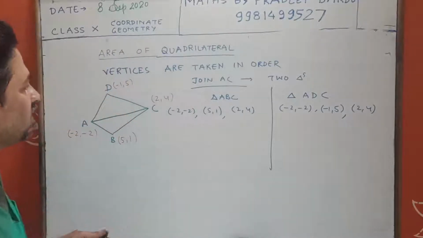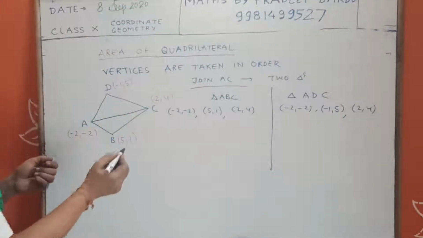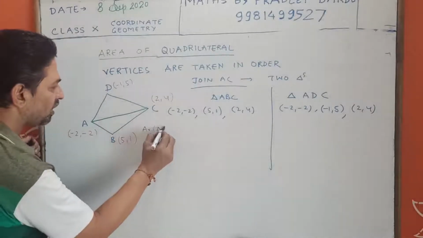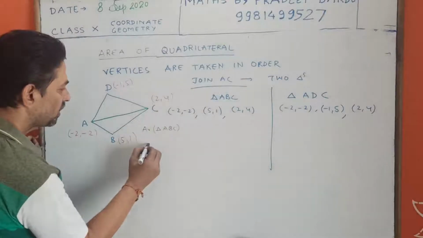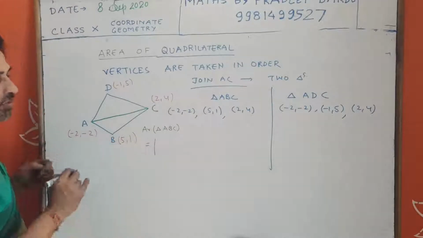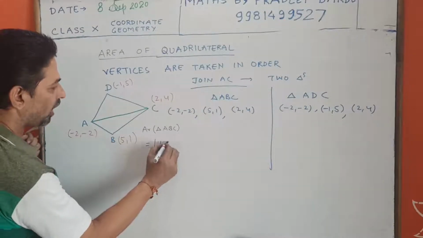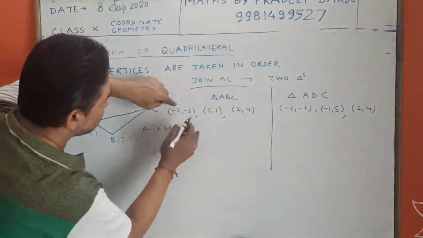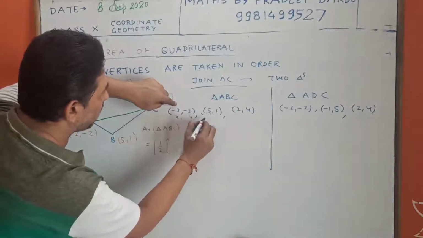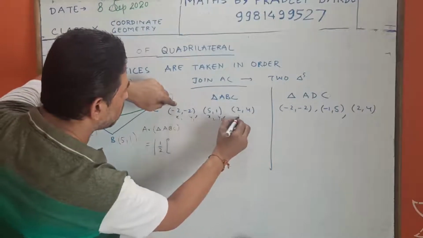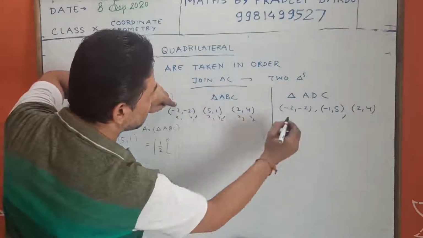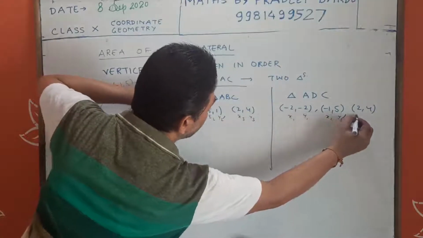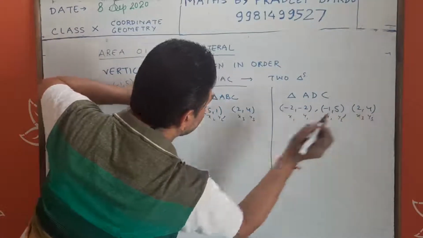So first we find the area of ABC. Now I will calculate a little faster, children. Area of triangle ABC is equal to absolute value, very important, half of x1 (y2 minus y3)... this is your x1 y1, x2 y2, x3 y3, and here it will be x1 y1, x2 y2, x3 y3.